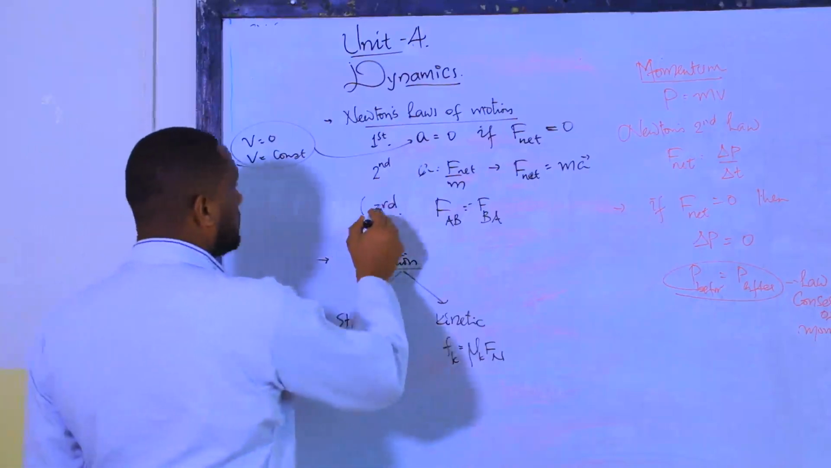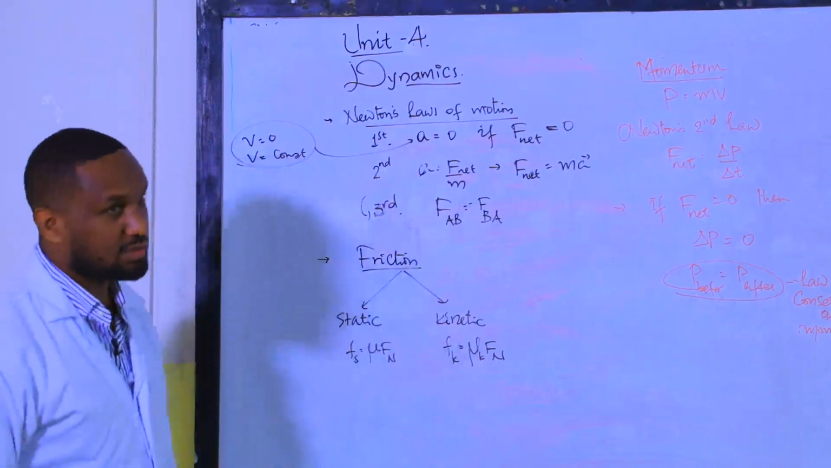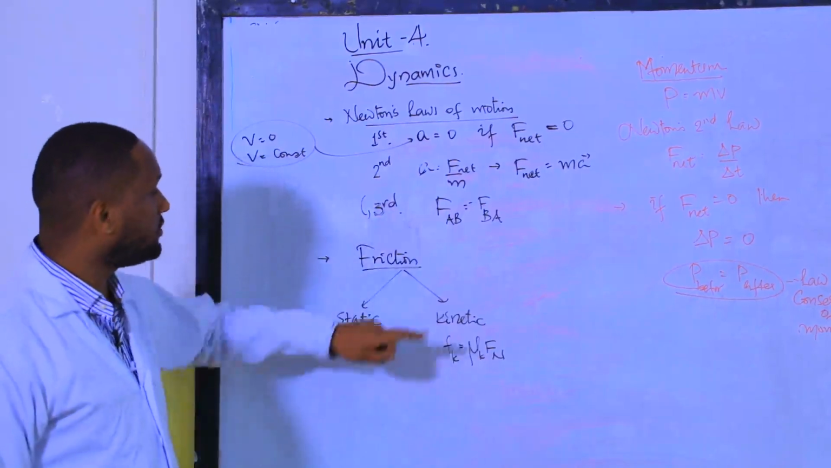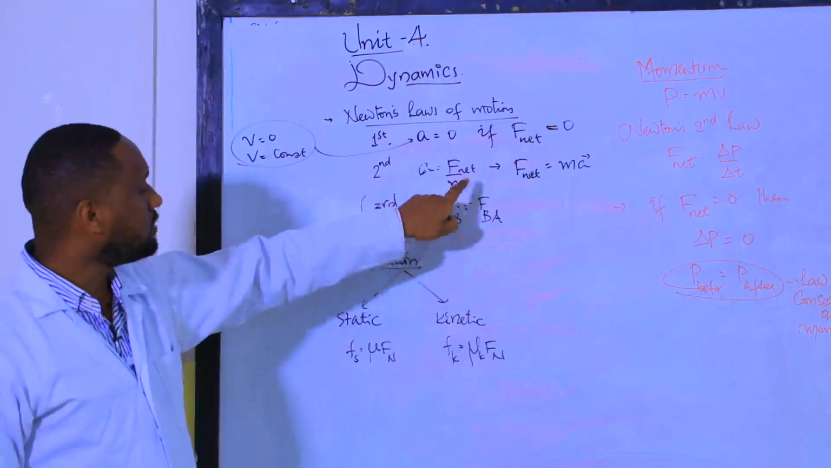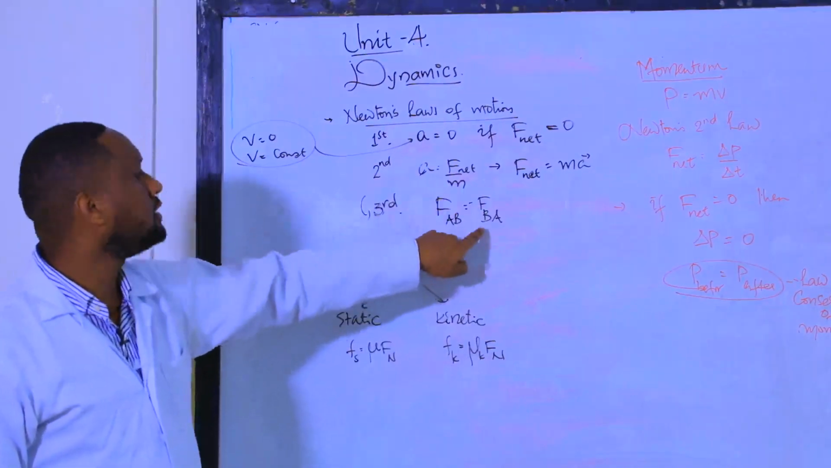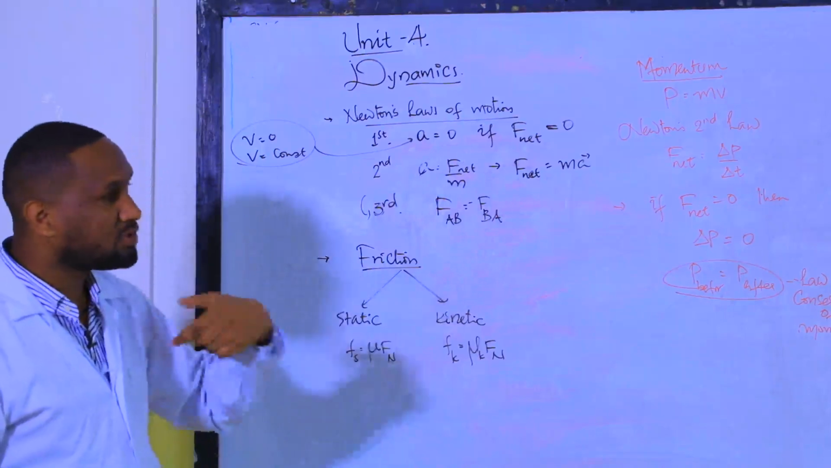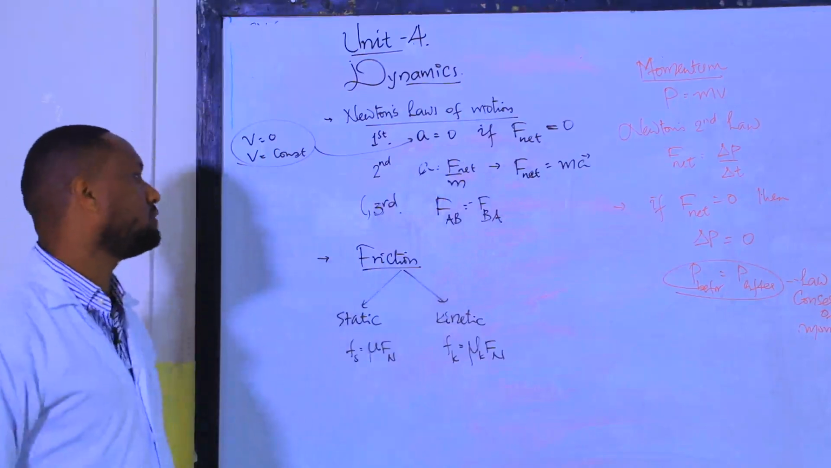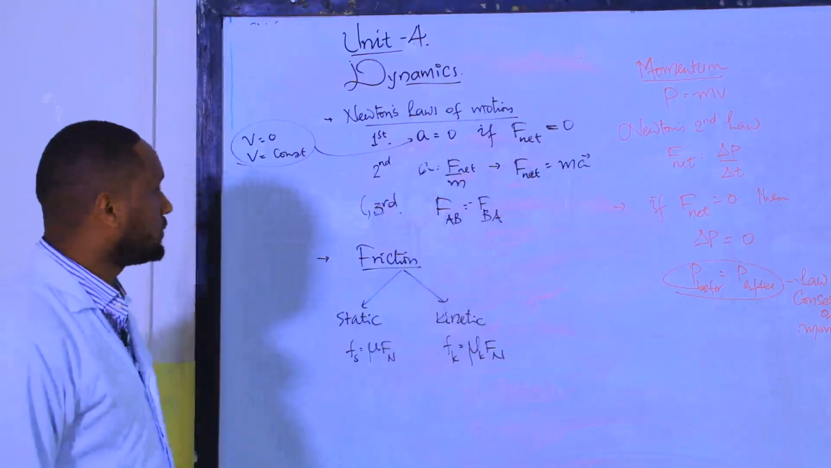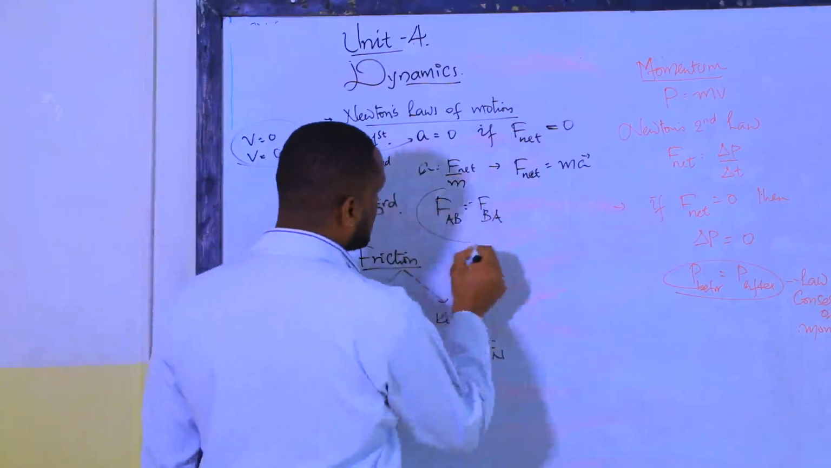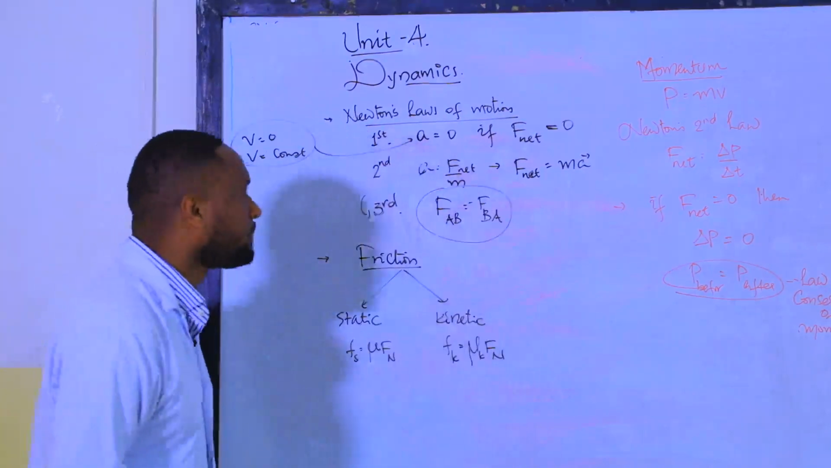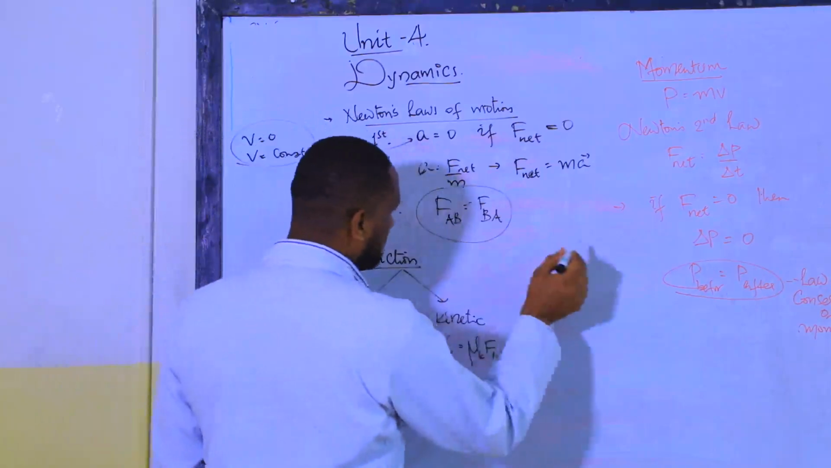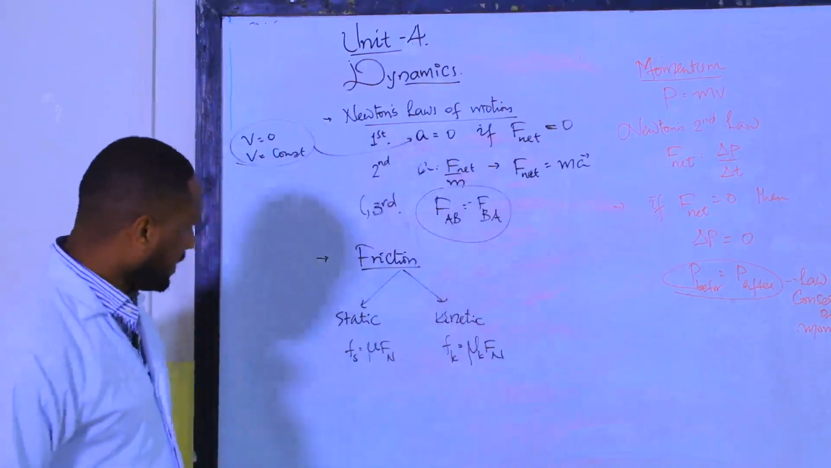The third law states that for every action force there is an equal and opposite reaction force. So if object A exerts a force on object B, which is F_AB, then the second object will exert the same amount of force but in the opposite direction on the first object. So as you can see, forces in nature exist as pairs, action and reaction forces. These two forces are acting on two different objects, okay?